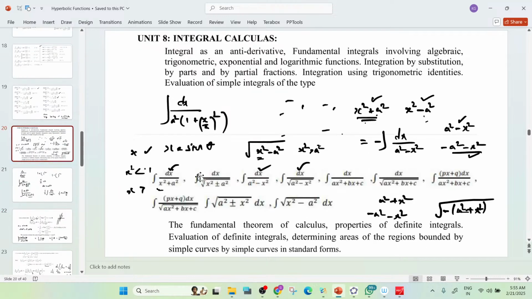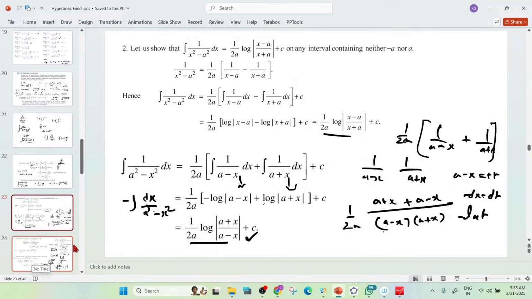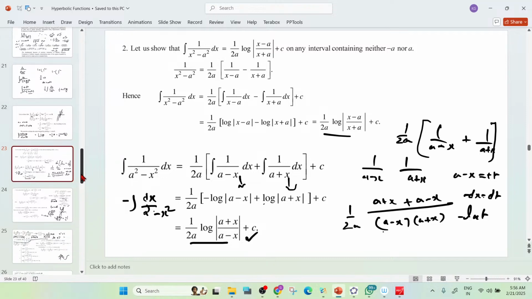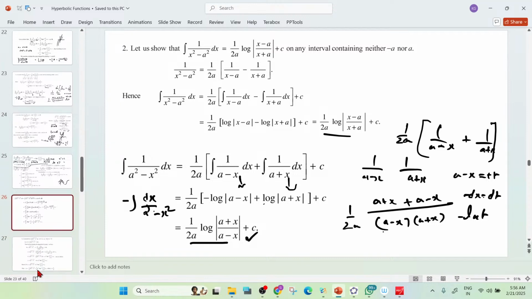Next, what have we covered? We have covered x square plus a square. What is left? Only x square minus a square, right? X square minus a square. What does that mean? X square should be greater than a square. X square greater than 4. What are the values of x? X should be greater than 2 or x should be less than minus 2, right?